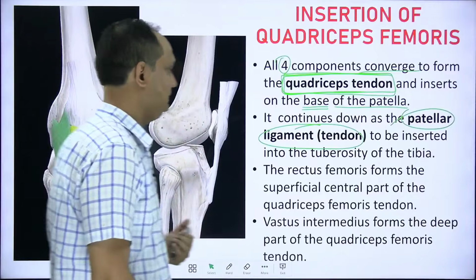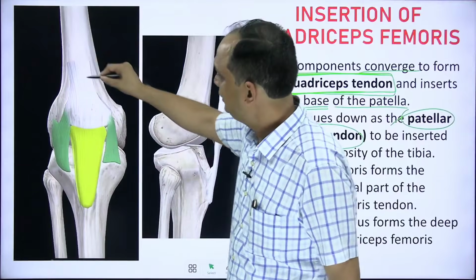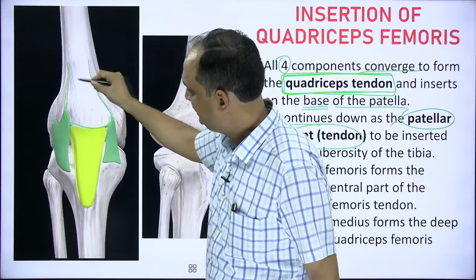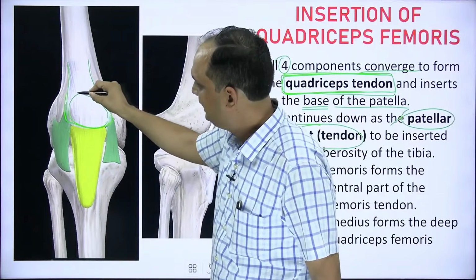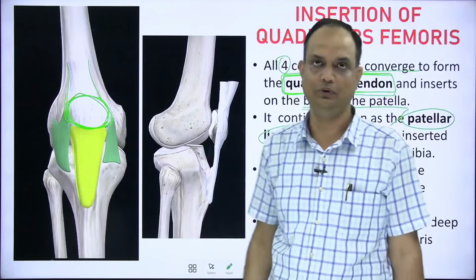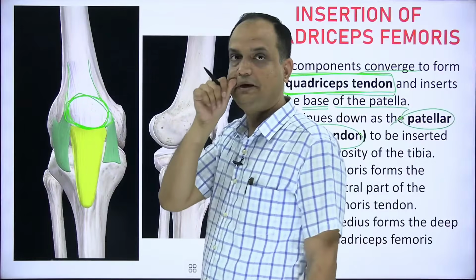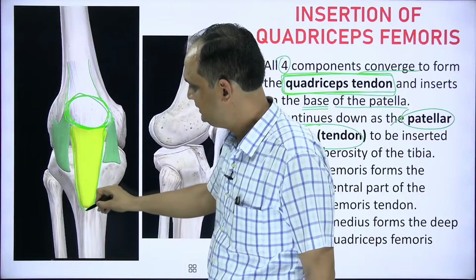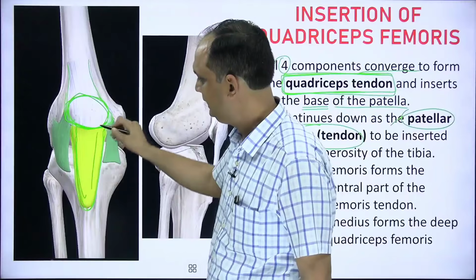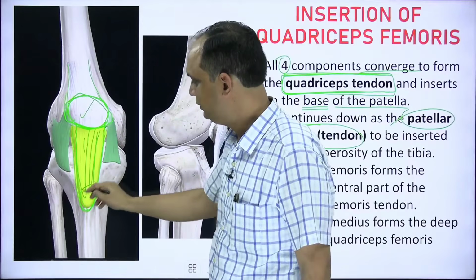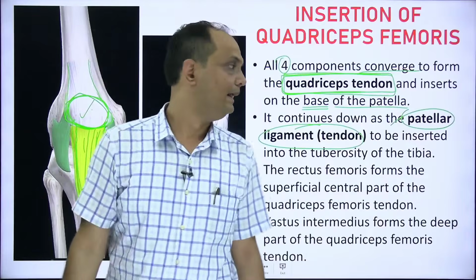Here you can see in this diagram the white colored quadriceps tendon. This quadriceps tendon lodges a bone inside, and that bone is known as the patella, which is the largest sesamoid bone. From the lower part of the patella you have this yellow colored extension, which forms the patellar tendon, connecting the patella to the tibial tuberosity of the tibia.